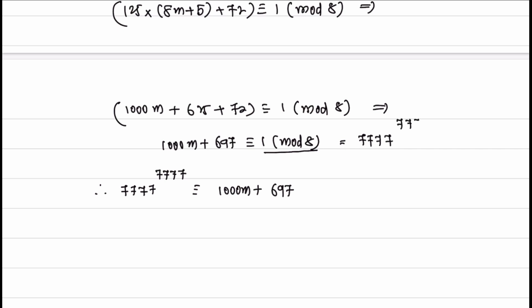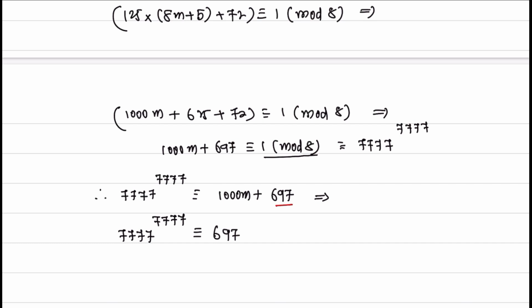7777 to the power of 7777. That implies 7777 to the power of 7777 is equivalent to 697 as the remainder, mod 1000. Hence, the last 3 digits are 697. This is the answer.